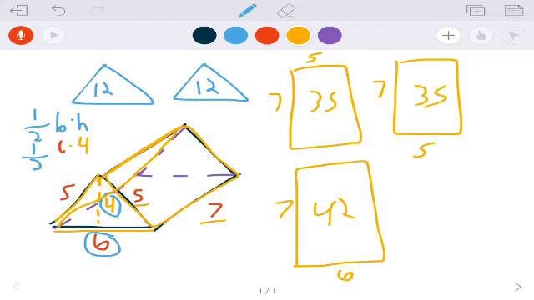Now we just need to go ahead and add up all these pieces in order to get the surface area of our entire shape. So in this case, we have 12 plus 12, which is 24. We have 35 and 35, which is 70, and we have 42. So we can add these up. We get a 6 right here and a 136. So it turns out our surface area here is 136, and it's units squared because again we're dealing with all these flat surfaces.